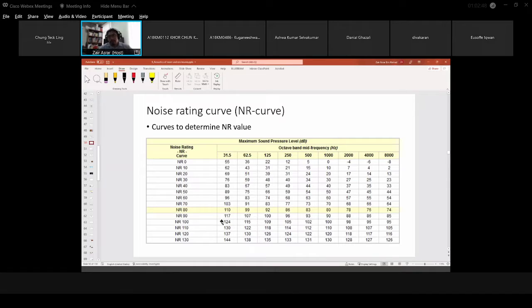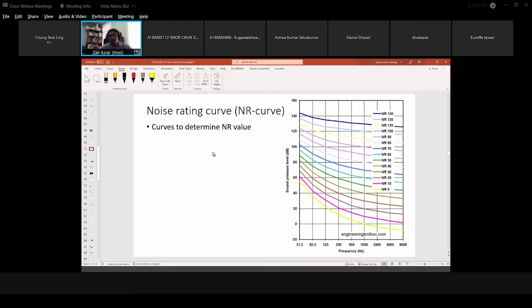Why is that? Because this noise rating value is actually reflecting our sensitivity to noise. We are more sensitive to high sound pressure level at high frequency compared to high sound pressure level at low frequency. That's the reason why maximum sound pressure level is higher at low frequency compared to high frequency. If we take those values and put them in a graph, this is how we see it. We have higher tolerance to noise at low frequency compared to high frequency.